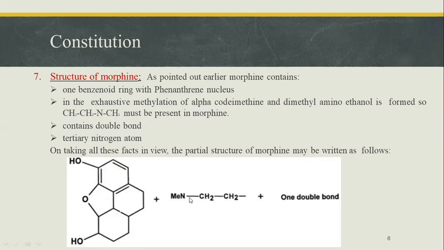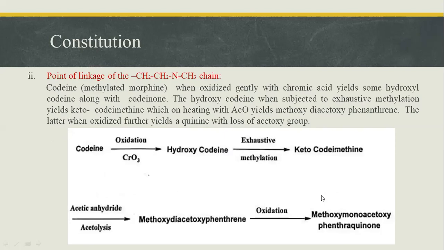And the nitrogen is attached to the methyl on one side and 2 carbons on the other side, and there is 1 double bond. So we have to add this part of the molecule to the phenanthrene nucleus, and we have to add the double bond. So then we can finally come to the conclusion of the structure of morphine.